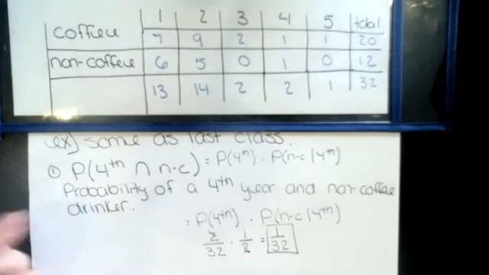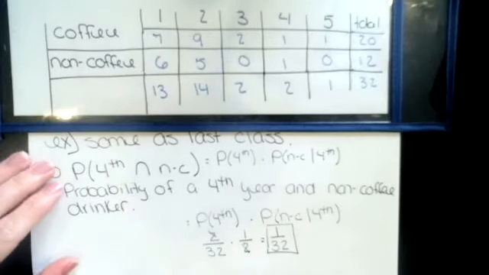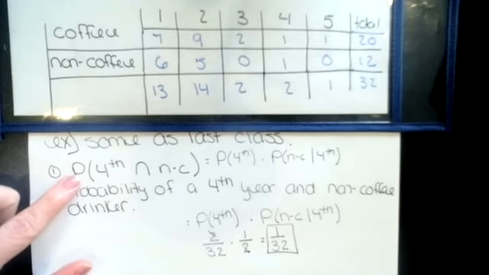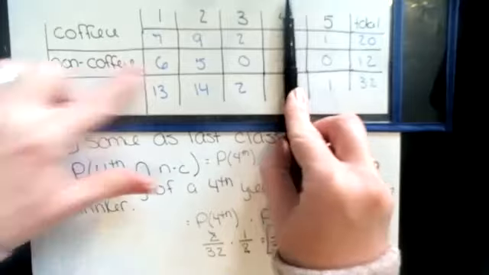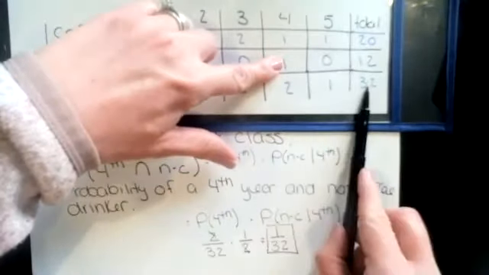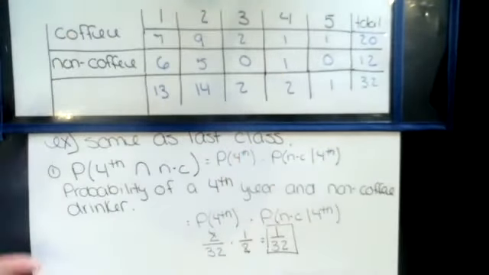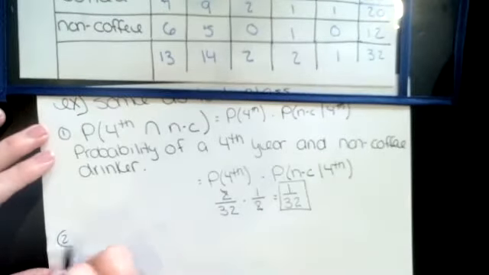Remember, if we were looking at the tables and the shading for an and, you're looking at that overlap. So you're looking at the intersection, fourth year non-coffee, 1 out of the total. Get the same answer. All right, let's take a look at another one.